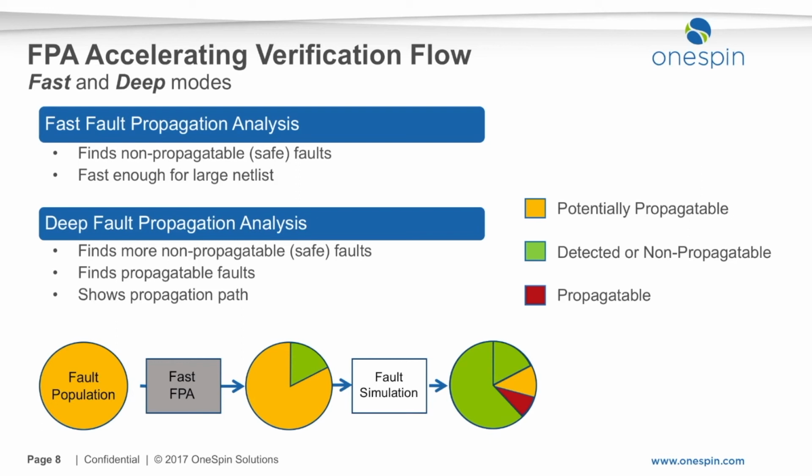The FPA in deep mode can perform these tasks automatically and classify the remaining yellow faults as either safe or propagatable. Deep mode is slower in analyzing the small number of remaining faults, but it automates a task that would otherwise require tedious, expert engineering effort and more simulation.